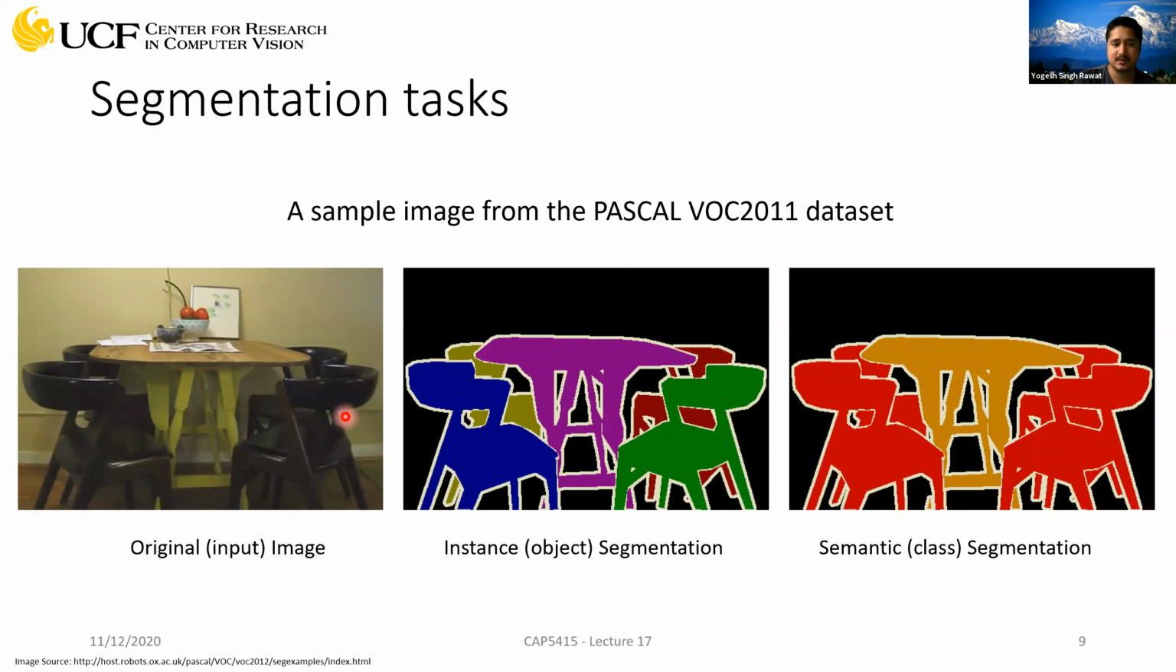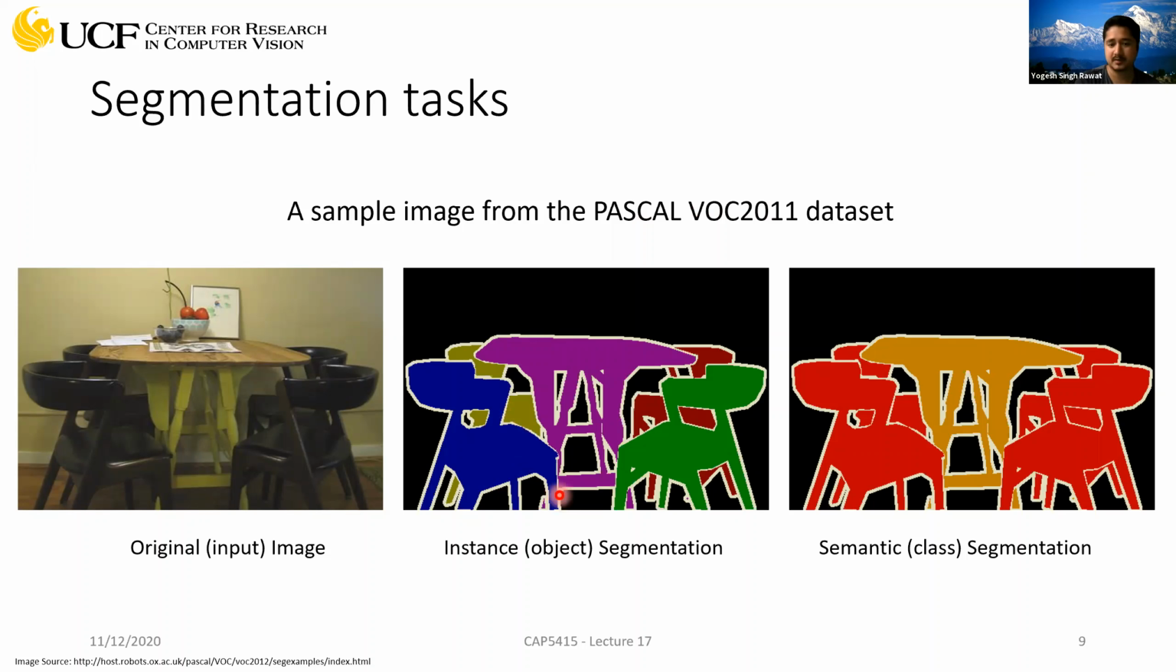Okay, so in this case, we are showing a sample image from one of the datasets. This is Pascal VOC 2011. And here you can see that we have the ground truth annotation, which is available, which you can use to train our models.